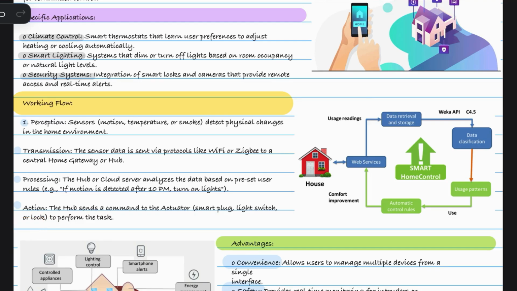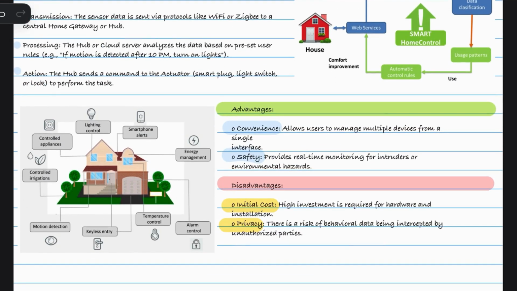Let's move on and discuss the pros and cons. It is beneficial, not necessary, but it helps if you write the advantages and disadvantages of the applications. It shows that you have a deep understanding of the concept. So first we'll talk about the advantages.